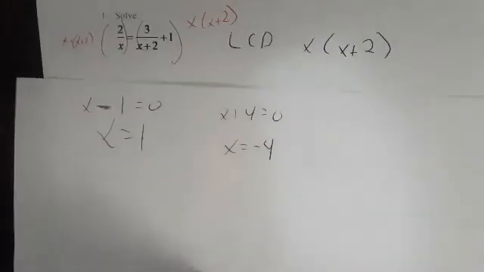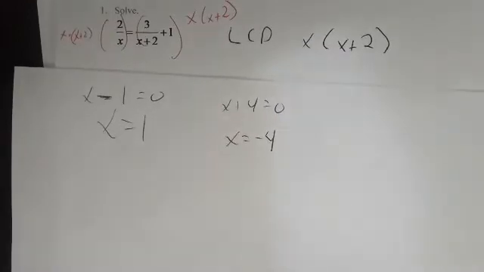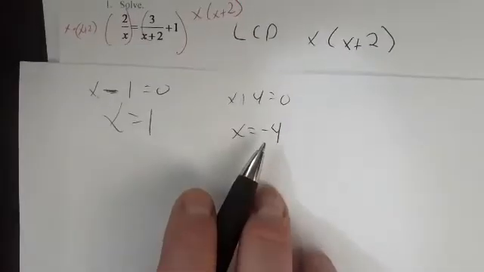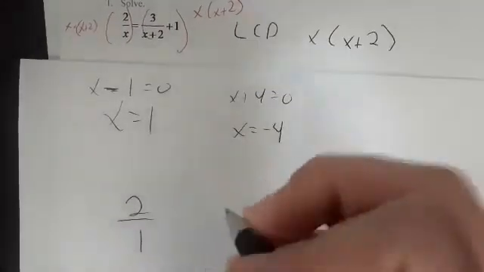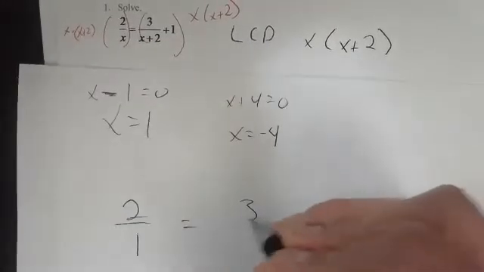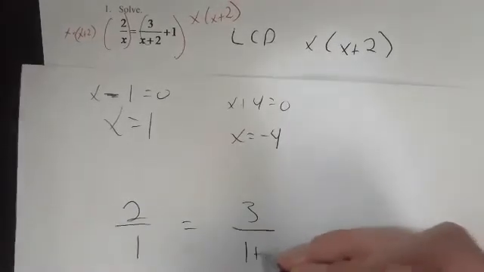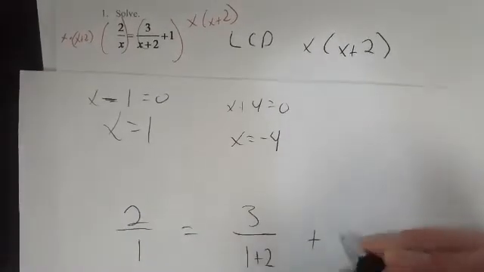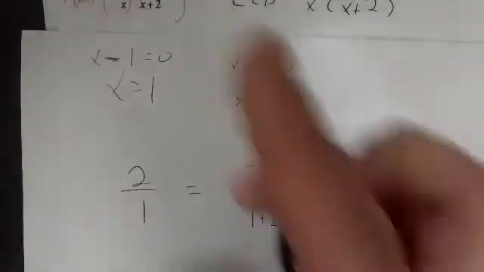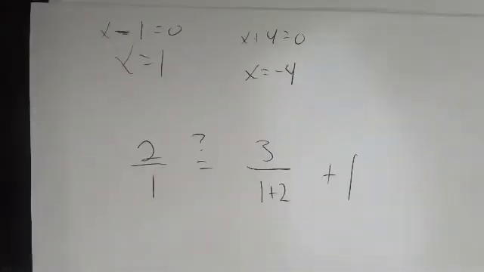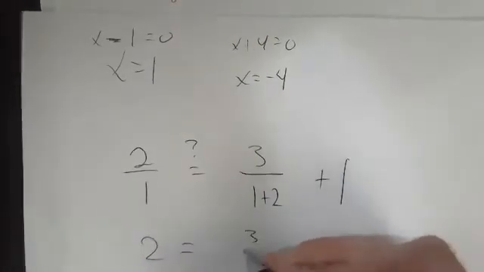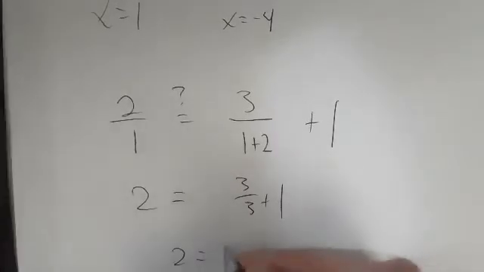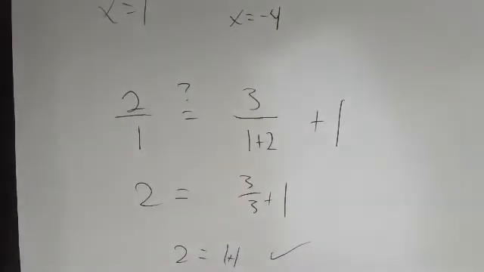And so there are 2 basic ways to check these solutions to make sure whether or not they are extraneous. One of them is to actually check if it is a solution. So we do 2 over 1 equals 3 over 1 plus 2, plus 1. Does this make a true statement? This is what we're trying to figure out. So 2 over 1 is 2. 3 over 3 is 1, plus 1 is 2. 2 equals 1 plus 1. I think we're close enough there.